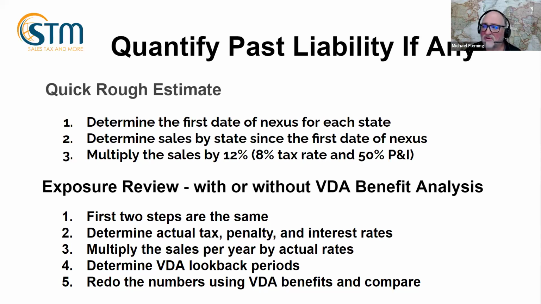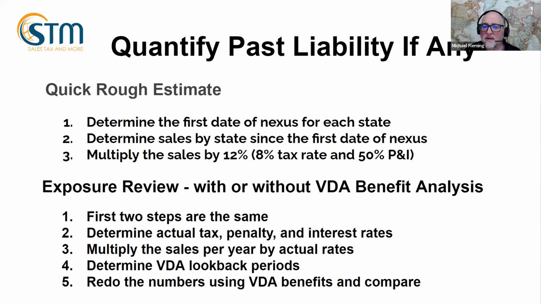Where do we come up with that 12%? On average, it's an 8% sales tax rate. Some states are going to be less. Some states will be more. And then 50% for penalty and interest. Some states will be a little bit more. Some states will be a little bit less. That number may be higher depending on how long a period we're looking at. But this is a real rough estimate. So that's the quick, rough estimate. It's going to get you in a ballpark. It's not meant to be exact, but it is designed to give you some idea of what you're going to have to pay the state if they find you.